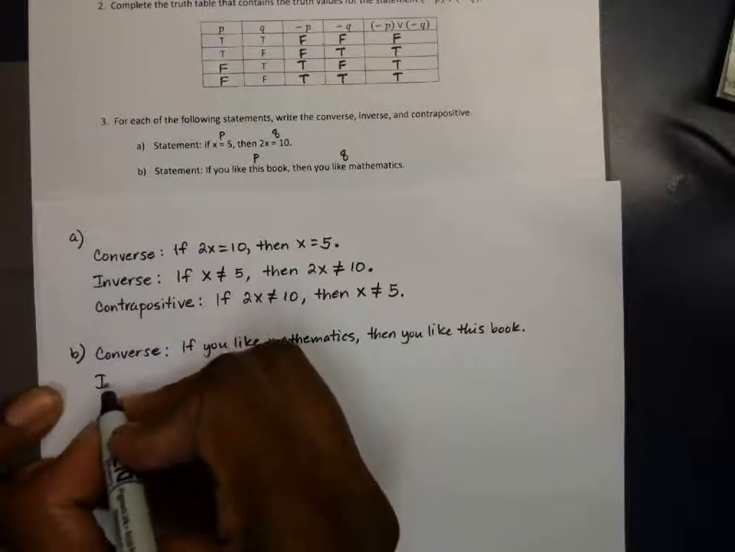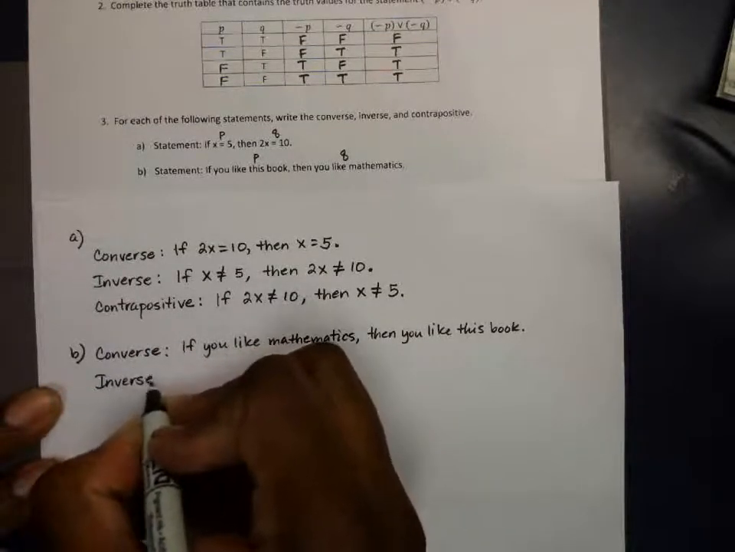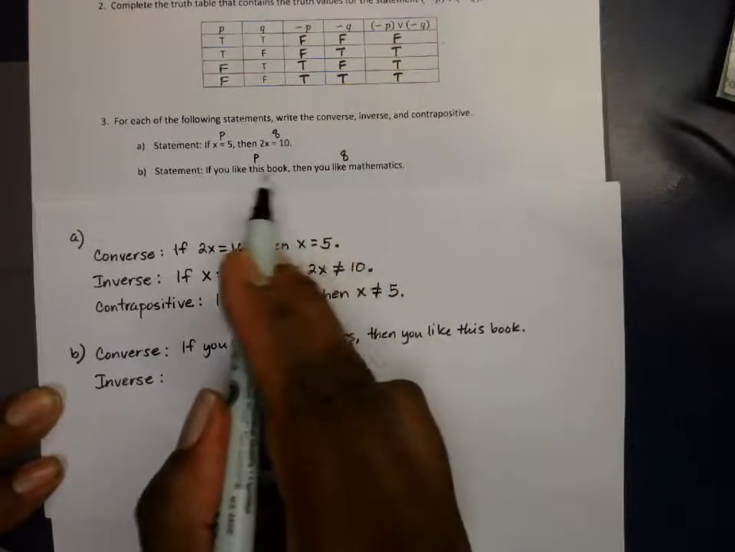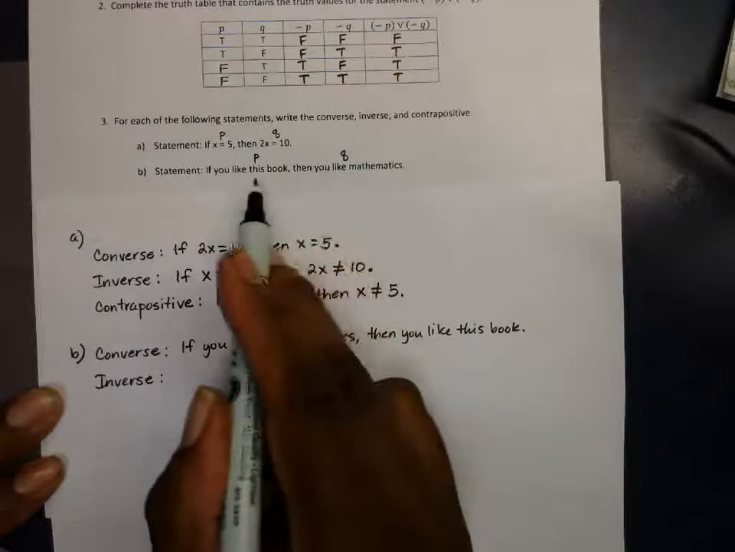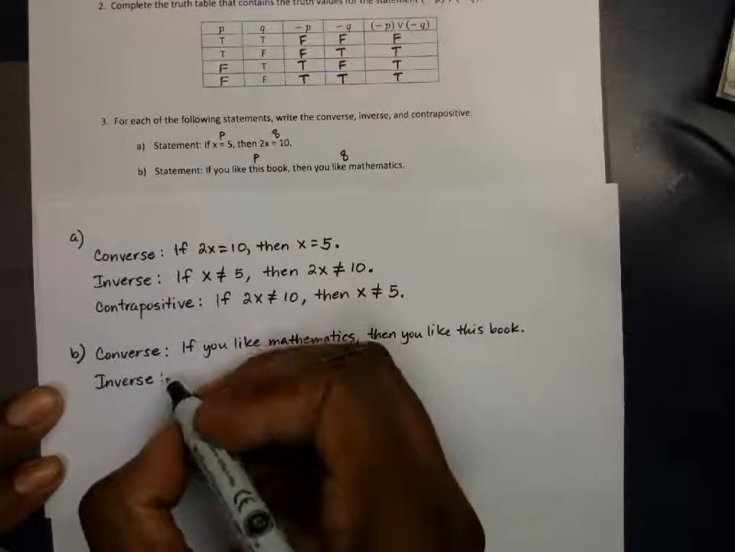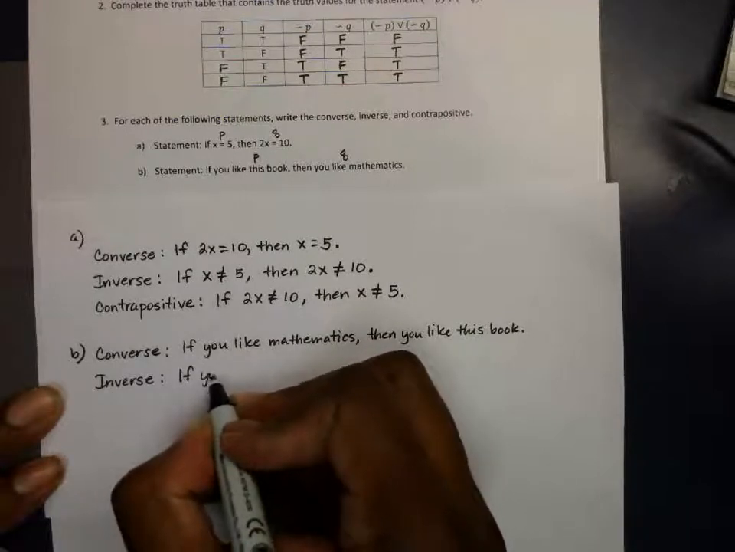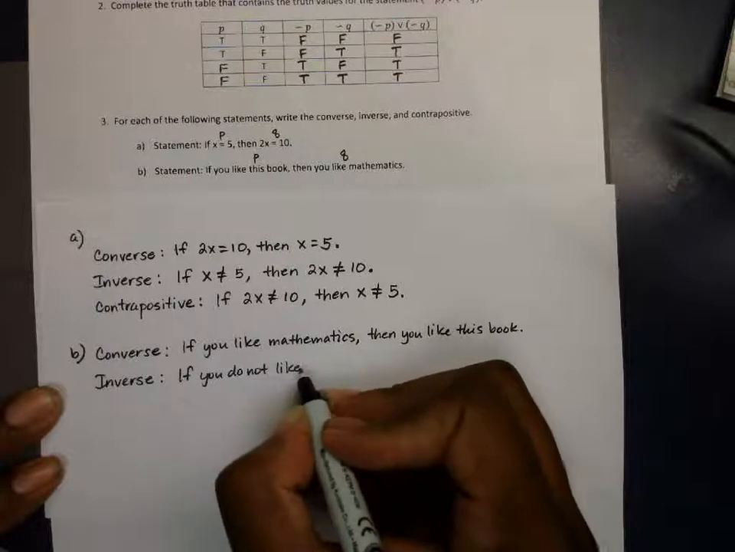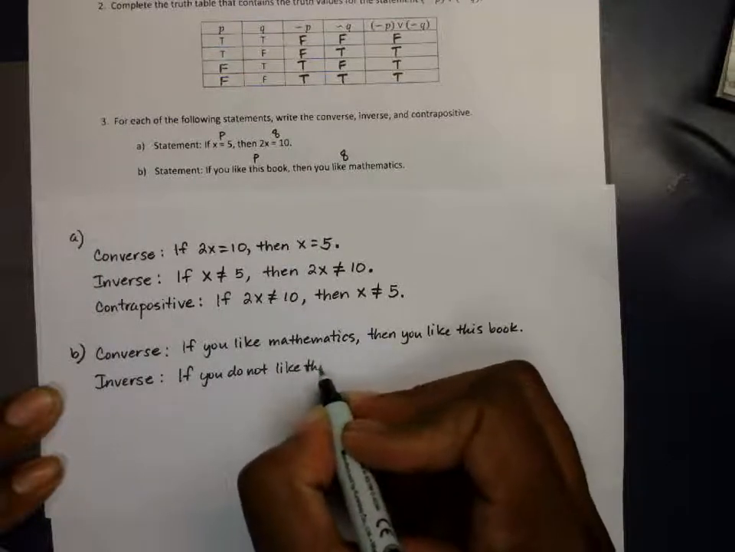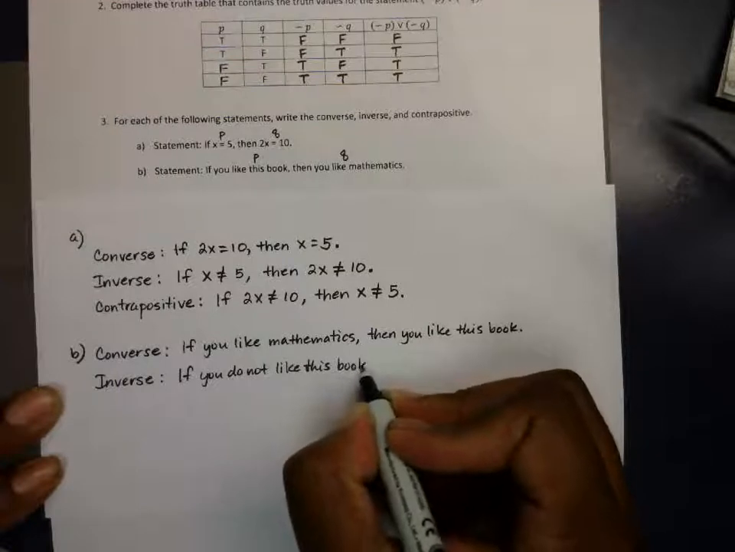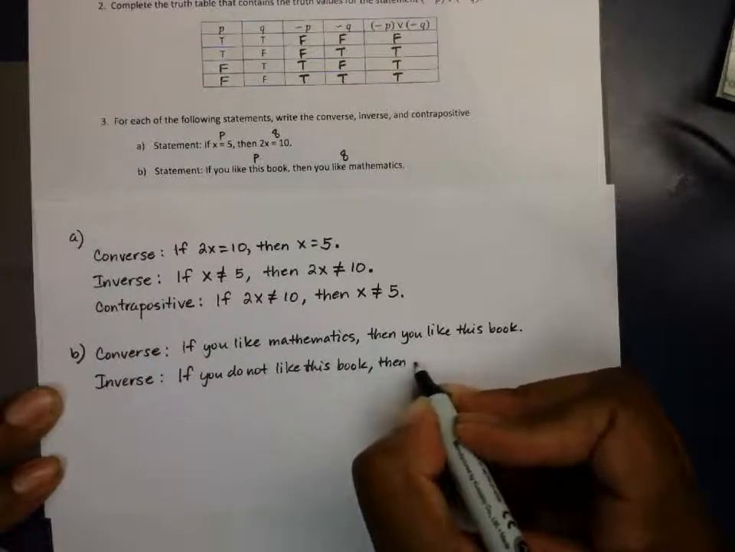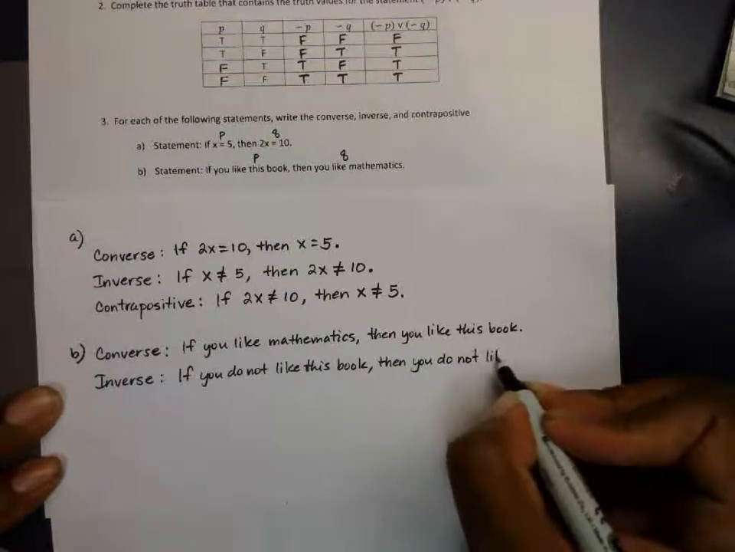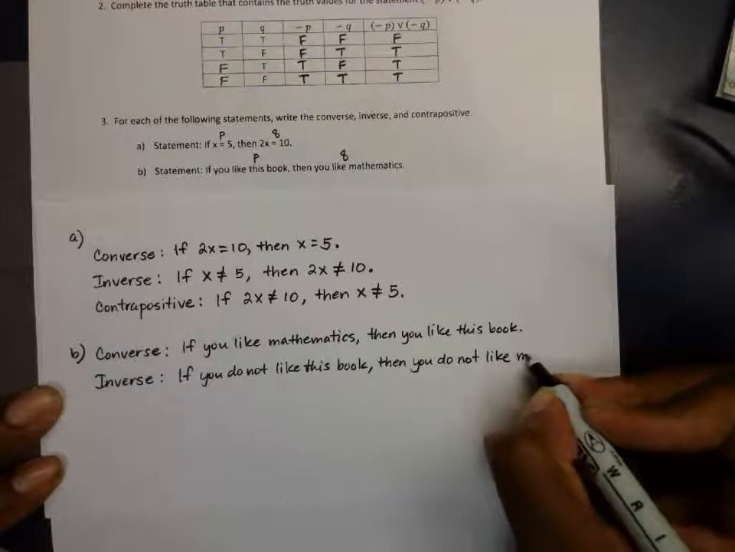All right, the inverse is just the negation of the hypothesis and the conclusion. Just negate them both. So an inverse would be if you do not like this book, then you do not like mathematics.